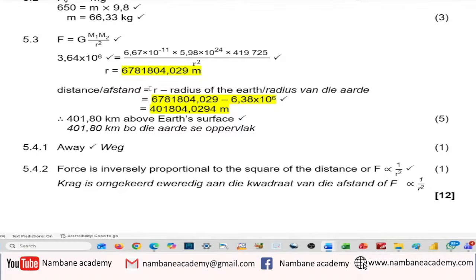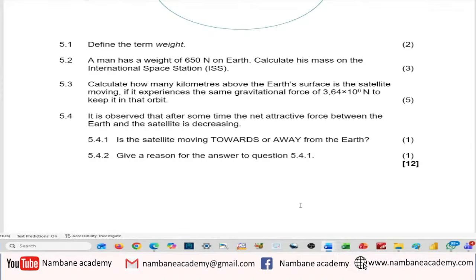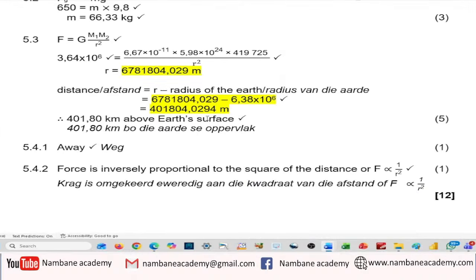Then the distance from where it is orbiting, or the height from where it is orbiting, will be r minus the radius of the Earth, as we usually do when we have an object orbiting above the surface of the Earth. Then that will be the value that they will have got here, minus the radius of the Earth, which is 6.38 times 10 to the power 6. Then it gives us 401,804.0294. But remember the question, it was specific to say the answer must be given in kilometers because it says calculate how many kilometers. So the learner cannot end with meters. They will have to give an answer in kilometers.